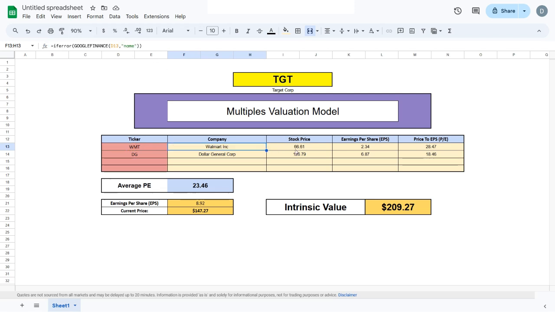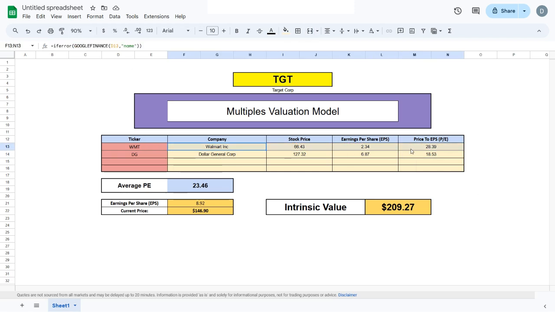Now in the next cell we will again use the Google Finance formula and input the cell D13, again the ticker symbol of our competitor. And the next cell, the earnings per share of the company, so again the same cell, and in parentheses we will put EPS, or earnings per share. And now for the final cell, the PE ratio, we will simply take the stock price and divide by the earnings per share to get our PE ratio.